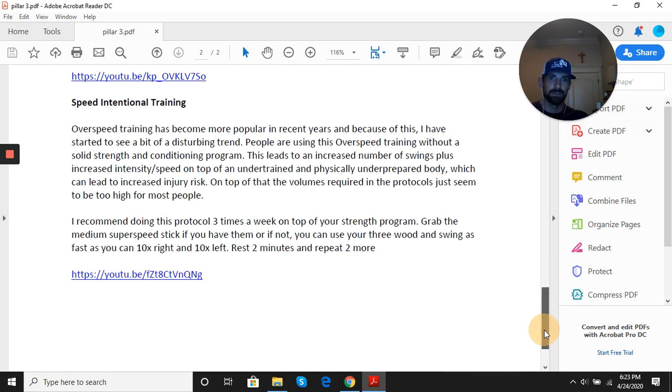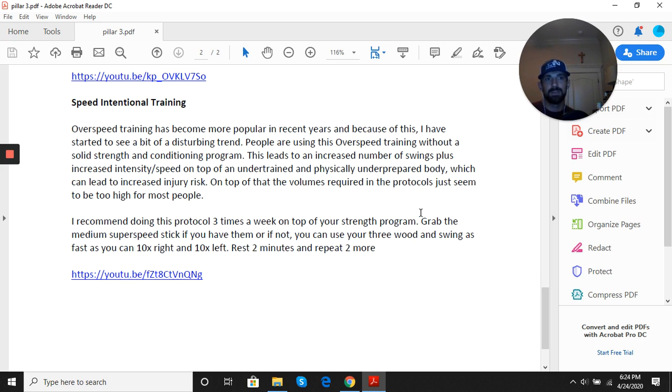Lastly, speed intentional training. Most of us have heard of SuperSpeed or other similar types of overspeed training. It's become very popular, and there are two issues with this. One issue is people using it without a supporting strength and conditioning program. We're seeing some injuries as a result of this. The body's not ready for the load and the reps that you put on. So again, this all goes back to number one, building a solid strength base.